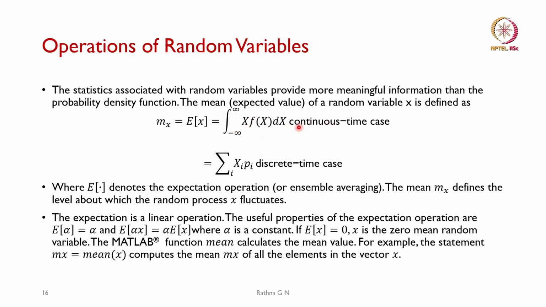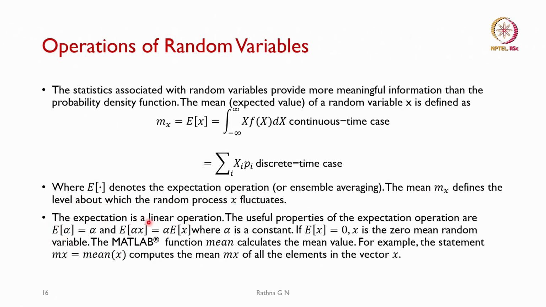So, this for the continuous time case is defined as this. For the discrete time case, it is the sum of xi pi, with i varying. Here E denotes the expectation operation, or ensemble averaging basically. The mean mx defines the level about which the random process x fluctuates.